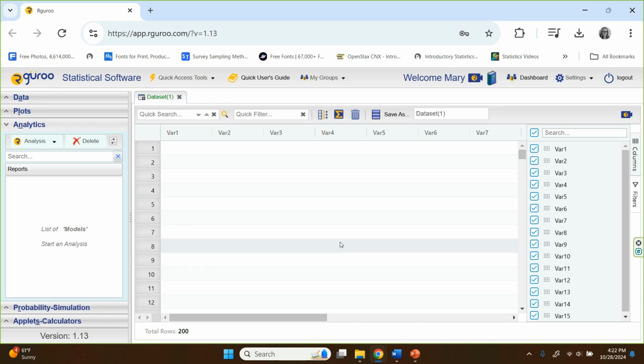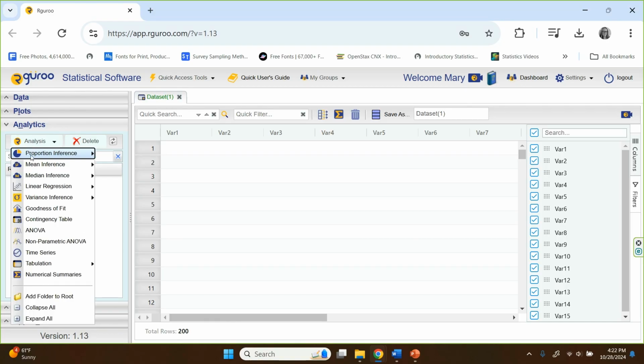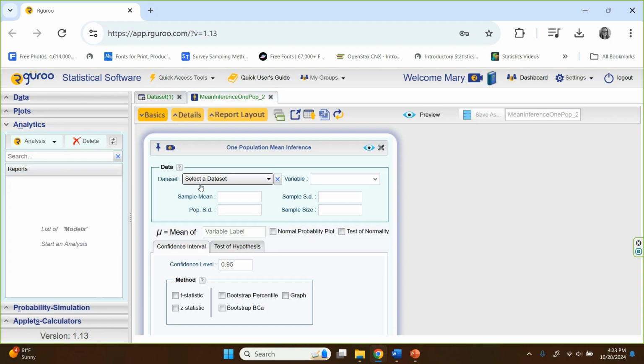So here we are in Rguroo. We're going to go to the analytics pane, choose the drop-down menu, mean inference, since we're testing a mean, and one population. We don't have a data set for this one. We were given the information within the simple text or paragraph we got. And so the sample mean was 29. The sample standard deviation was 8 minutes. We were not given a population standard deviation. And the sample size was 20. So that's the information we have: a sample mean, a sample standard deviation, and a sample size.